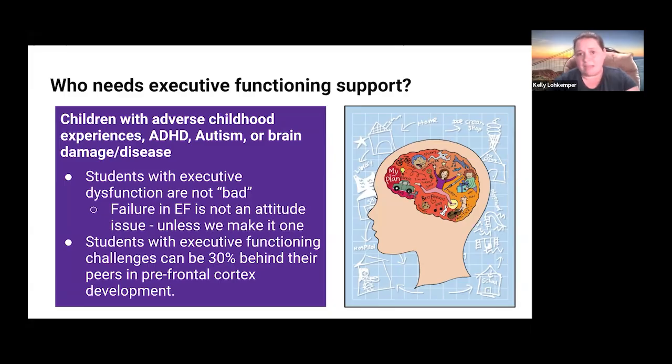They're not bad. There's nothing to fix. There's nothing wrong with them. They just need a little more help because they're not seeing things the way other people are. They're not absorbing it the same way other people are. So supporting them to do their best is the best way to help them. Right. And they're not just going to outgrow these poor executive functioning skills. They need to be taught.